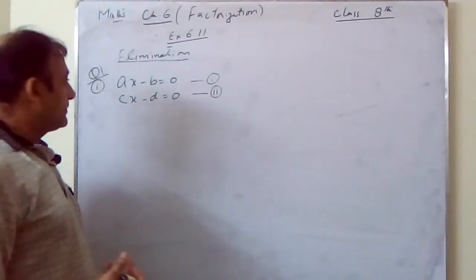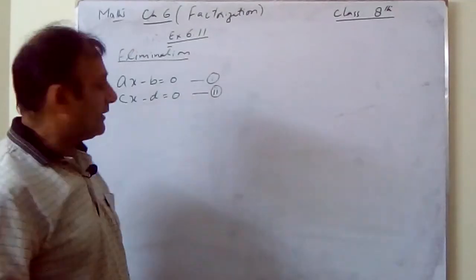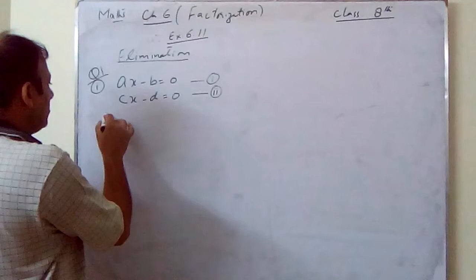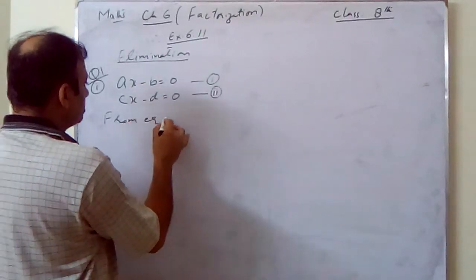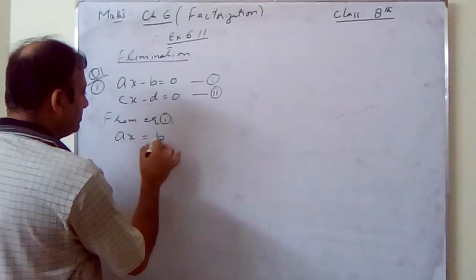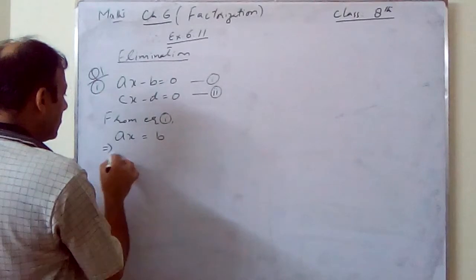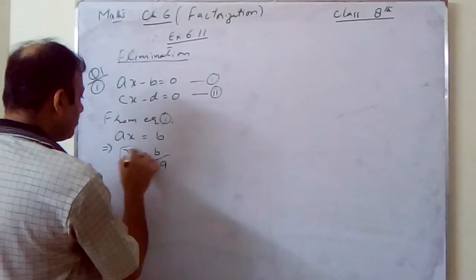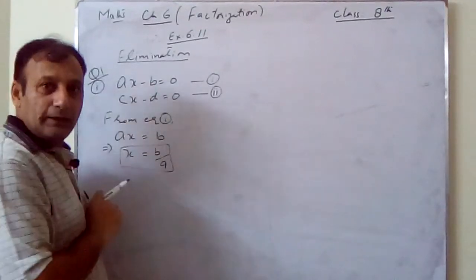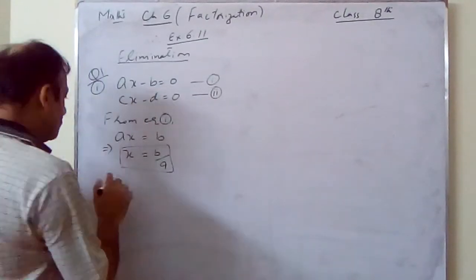By substitution means that we take the value of x from one equation, any one of these two equations, which is the easier one, and we put it in the other equation. From equation 1, ax is equal to b, take this b from left to right, or x is equal to b by a. Now we have taken this value of x from equation 1. Now we will put this value in equation number 2.